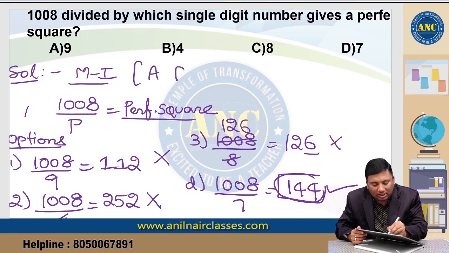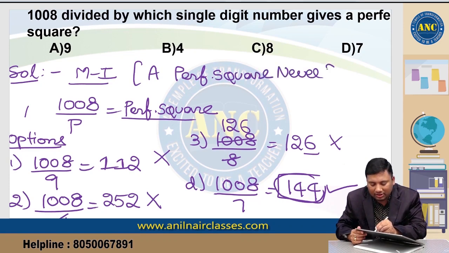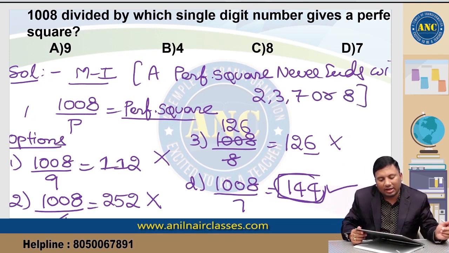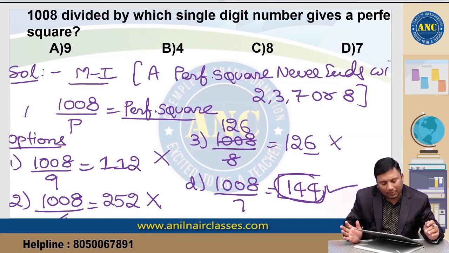What is the logic that is used here? A perfect square never ends with 2, 3, 7 or 8. Are you all with me? Now I hope the idea is clear. So first option out, second option out, third option out, fourth option, 144, will be the answer.